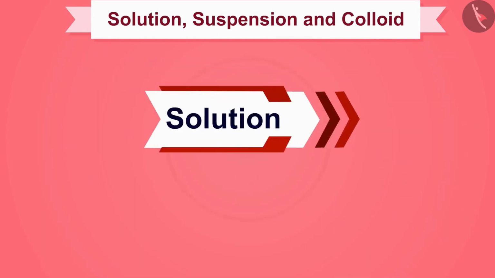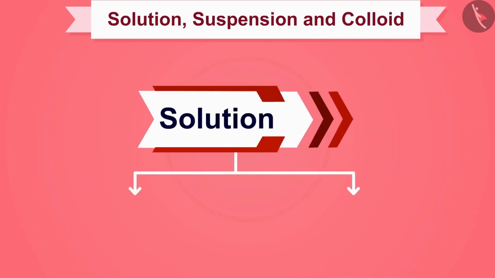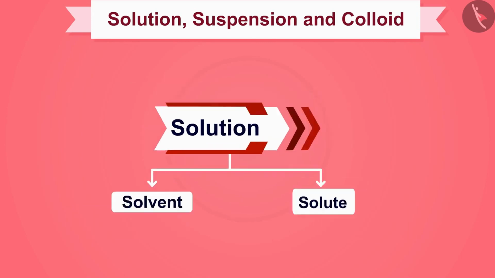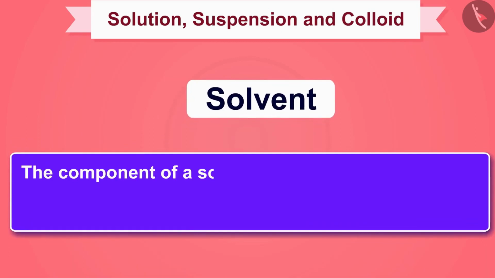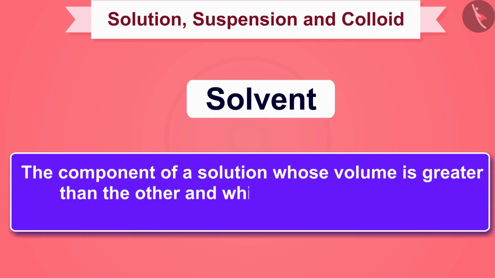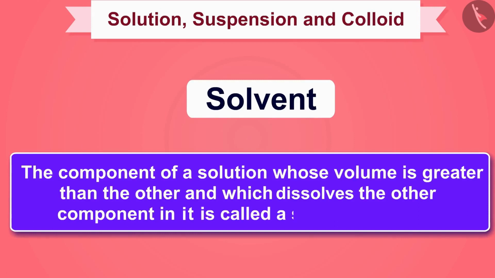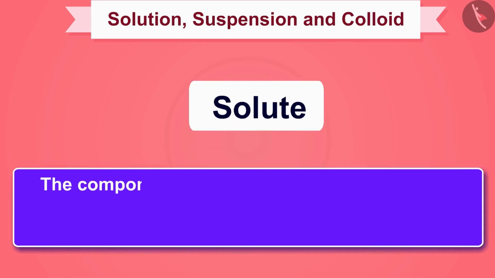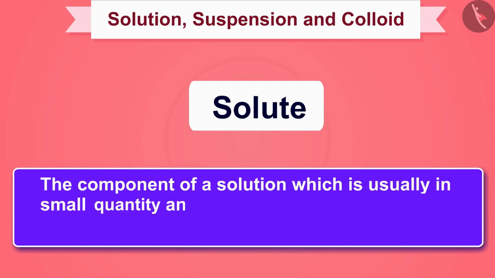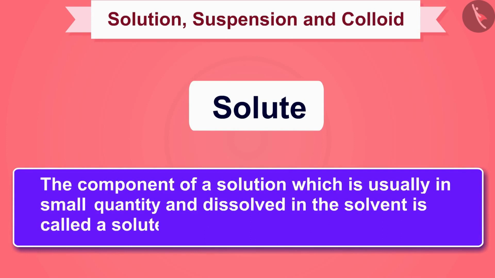We can divide any solution into two parts, solvent and solute. The component of a solution whose volume is greater than the other and which dissolves the other component in it is called a solvent. The component of a solution which is usually in small quantity and dissolved in the solvent is called a solute.